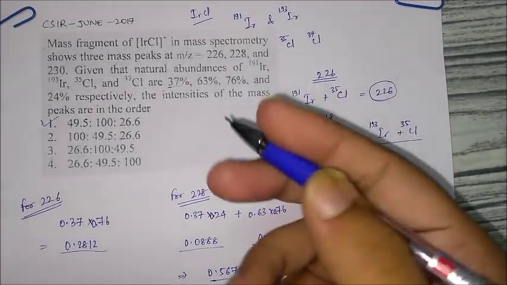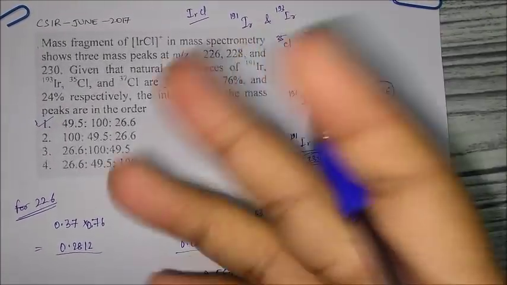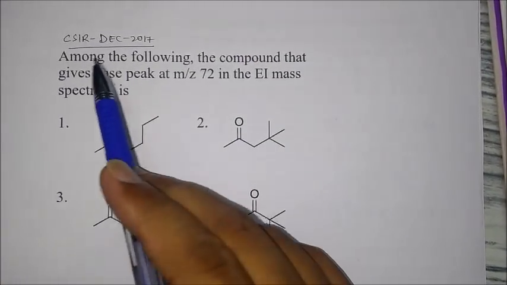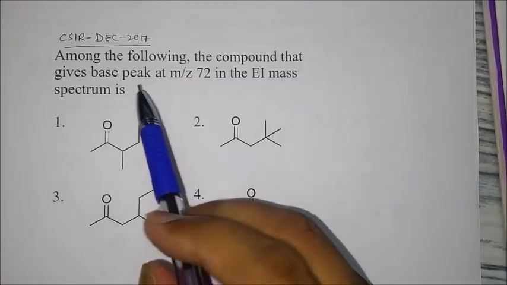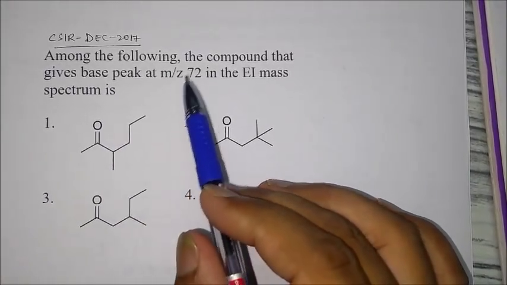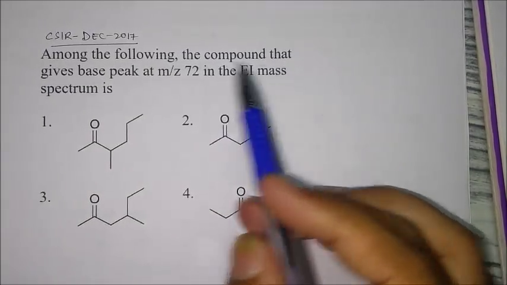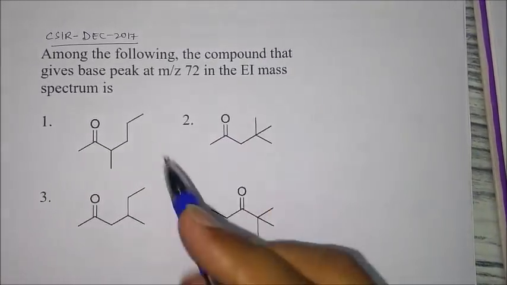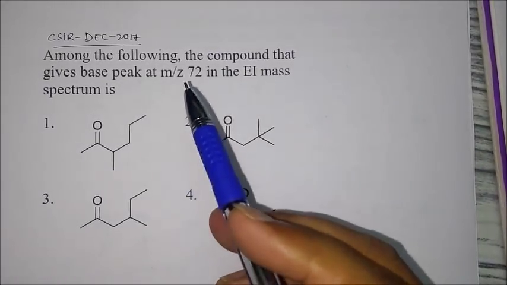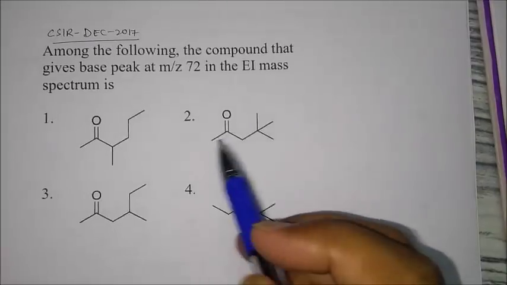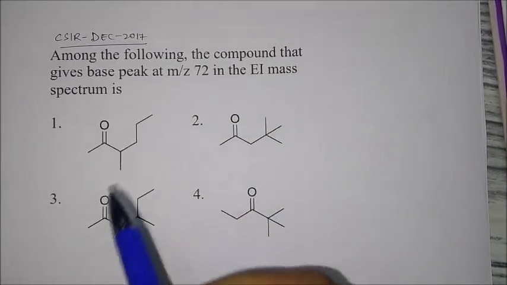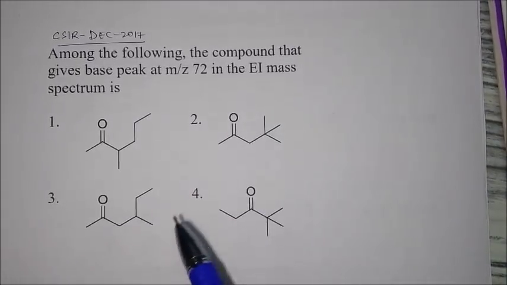We'll take one more question, which was asked in CSIR December 2017. Let's take one more and last question from the CSIR December 2017 exam. The question says: among the following, the compound that gives a base peak at m/z 72 in the EI mass spectrum is. These are the four options, and you have to select which option will give you a base peak at m/z 72. I have already told you that McLafferty rearrangement is generally asked.